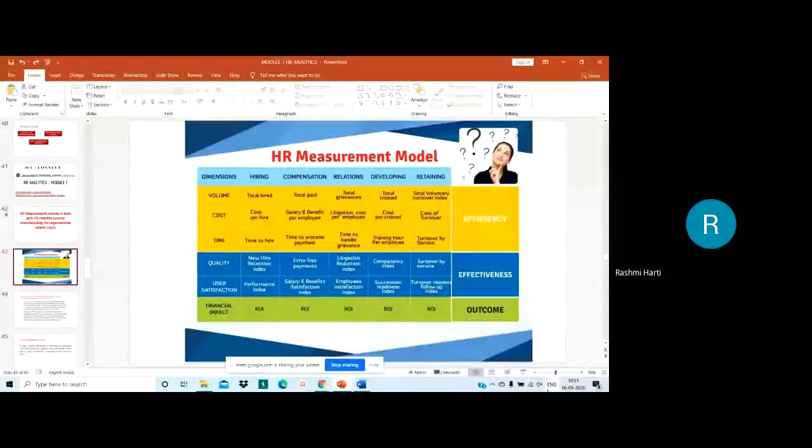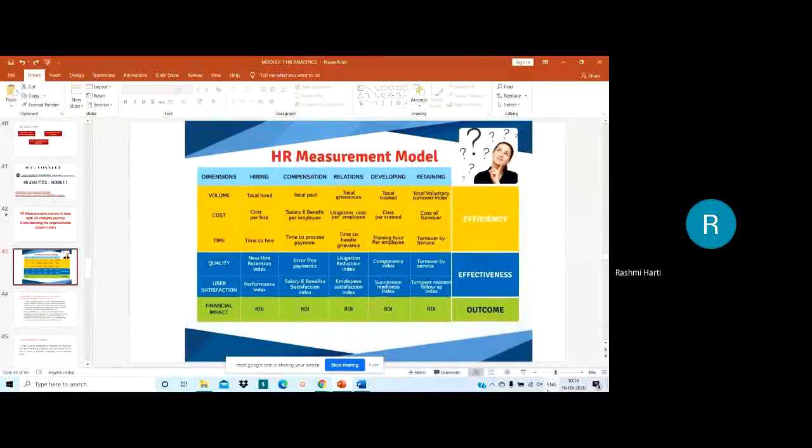Then comes the next, the litigation reduction index. You should see to it that if the HR department is working very effectively, then the number of grievances does come down. Okay, if the HR department is not effective, then there will be many grievances which will be held up. So if the litigations or grievances are reduced, then you can say that HR is effective, right?